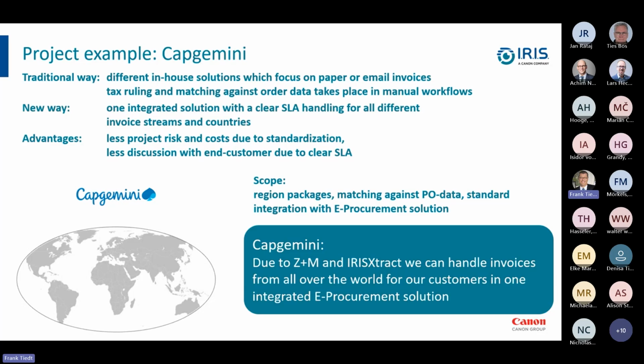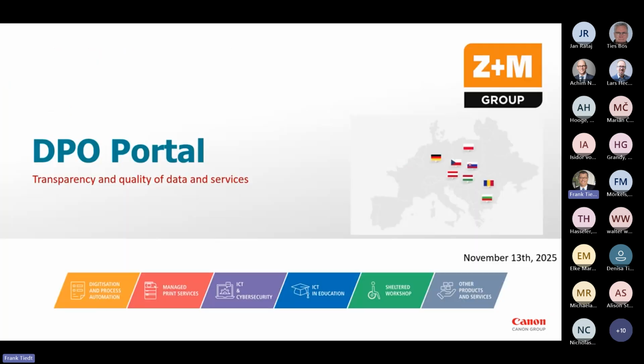With the current solution at Z+M, all paper, email-based or e-invoice-based invoices are sent to Z+M, and they will be treated with the different region packages for Europe, US, Asia, and the GCC states. And they are processed in one system with a clear service level agreement. This has the big advantage that Capgemini can switch customers to the new integrated procurement solution much more quickly and easily, thanks to the standardization of the interfaces and the check rules. But now I would like to hand over to Jan, who will explain how Z+M ensures the transparency in the daily processing within the DPO portal.